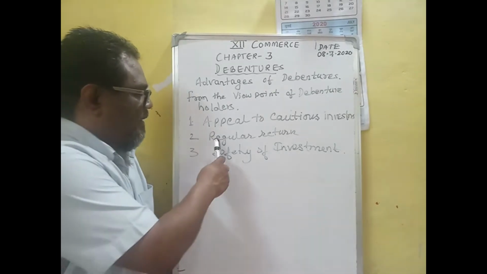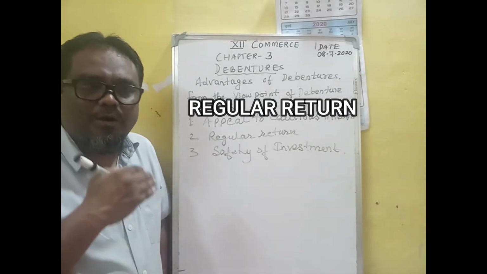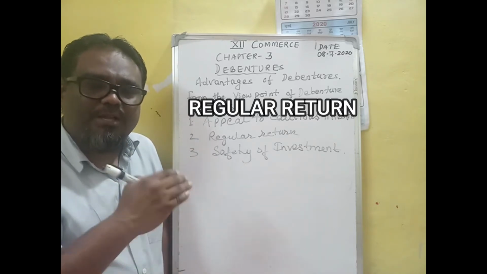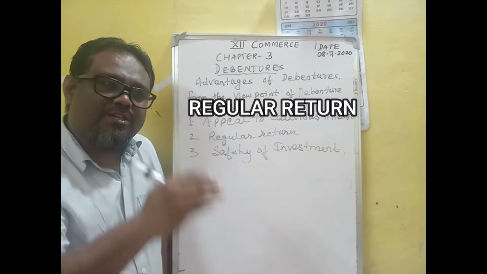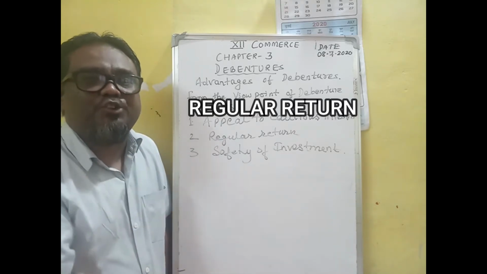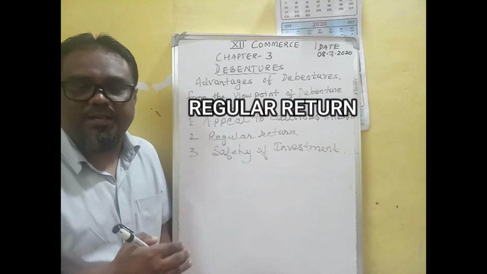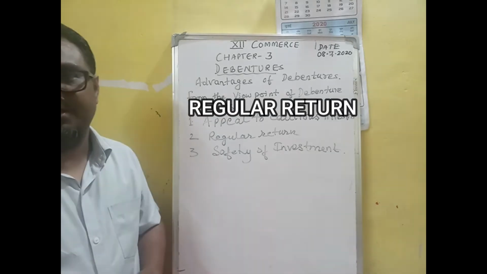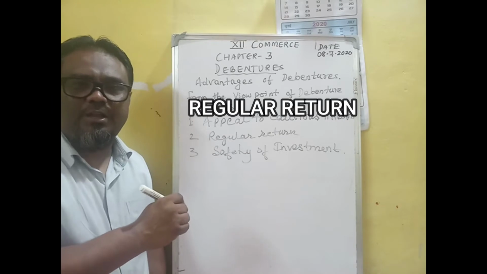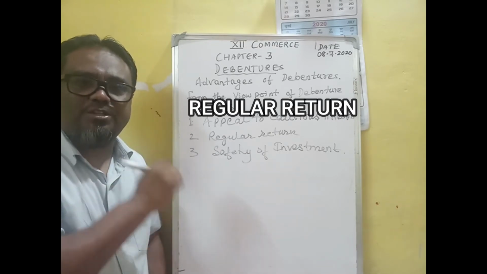Another is regular return. When the debenture holders buy the debentures from the company, they invest the money in the company in the form of debentures, and the company will give them interest. What will debenture holders get? They will get interest. They will get the returns because they have invested the money in the company in the form of debentures.